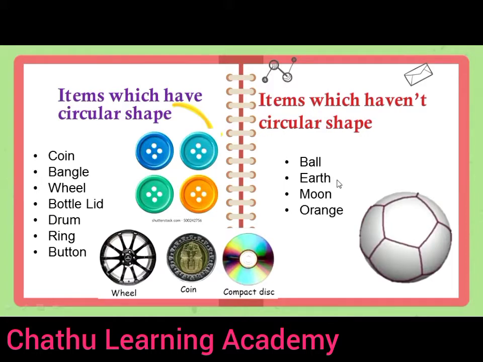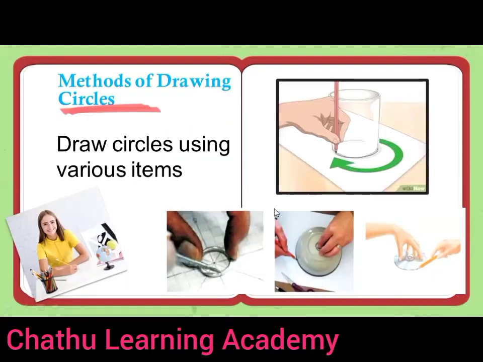Then these are spherical objects, not the examples for the circular objects. Is it clear? Now we will see how to draw a circle by using a simple method. Here you can see by using a circular object we can draw a circle like this.